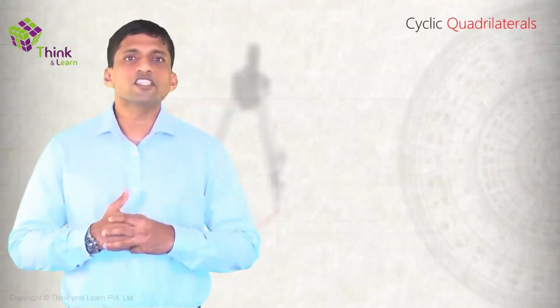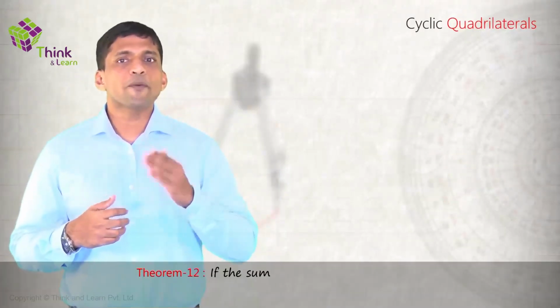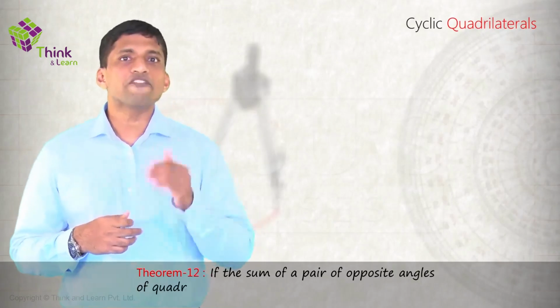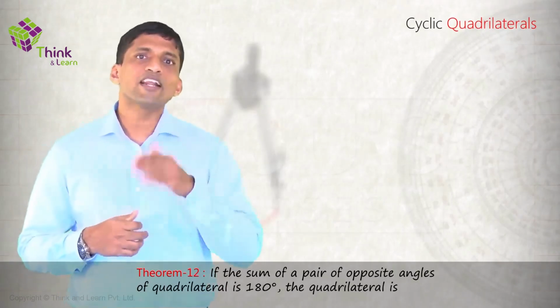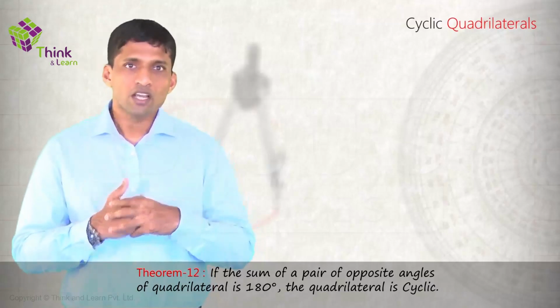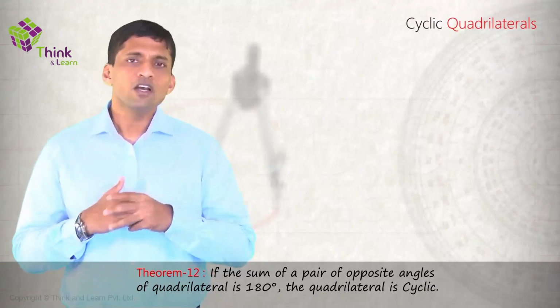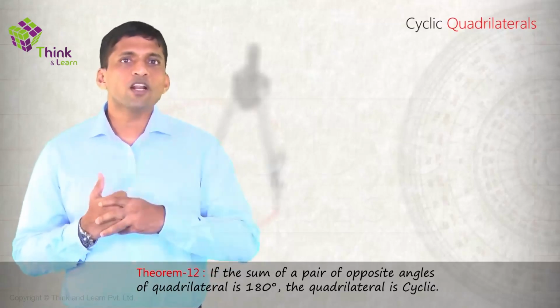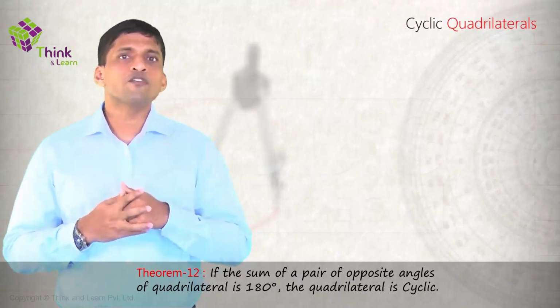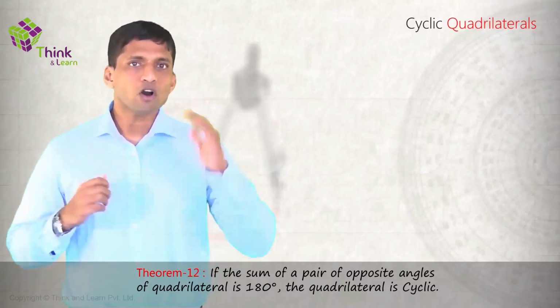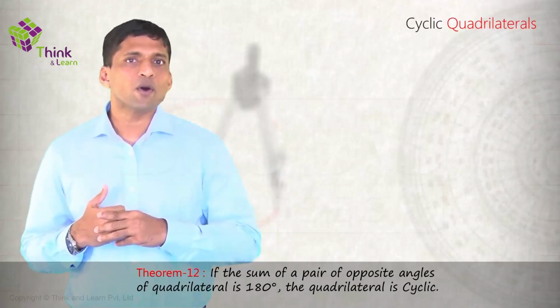Now, the converse of this theorem will be: if the sum of a pair of opposite angles of a quadrilateral is 180 degrees, then the quadrilateral will be a cyclic quadrilateral. This also can be easily proved. So this is also an important theorem. It's exactly the converse, because in a cyclic quadrilateral, opposite angles will add up to 180 degrees.